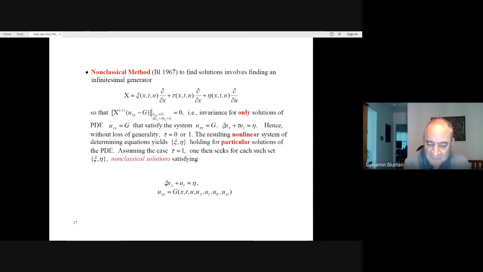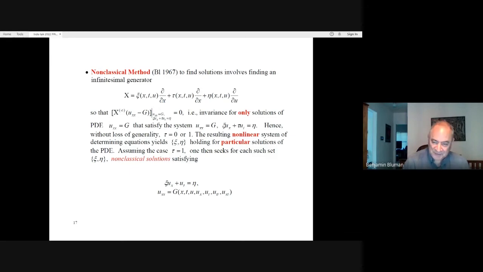But now we are saying it's a solution of the PDE, but also a solution of the invariant surface condition itself. So that means that not every solution is covered here. It's just a subset of solutions of the PDE. I want to emphasize invariance for only solutions that satisfy the system, which involves the PDE and the invariant surface condition. And hence, if you study this carefully, you'll see that without loss of generality, there are two cases: when tau is zero or tau is one.